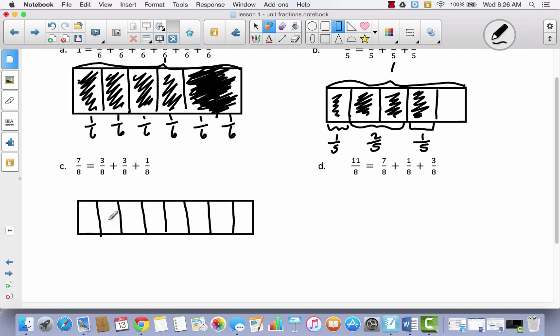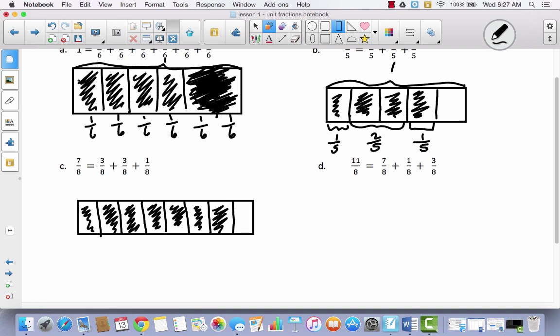All right, so I've got 1, 2, 3, 4, 5, 6, 7, 8. And I have 7/8, so I'm going to shade 7. 1, 2, 3, 4, 5, 6, 7.